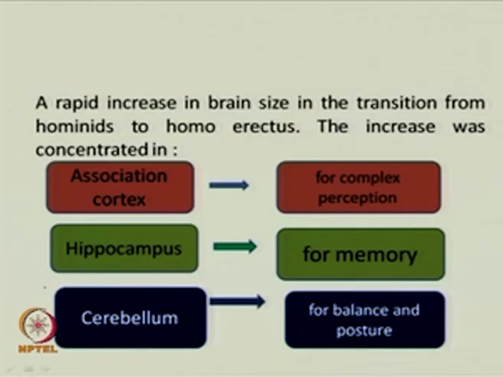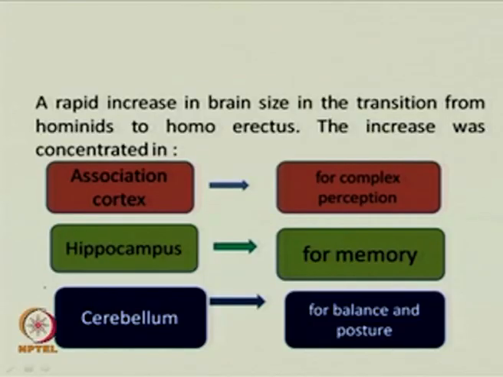It is so interesting if you look at this. The association cortex, as it increased in size, is something that is responsible for complex perception. So an increase in the association cortex, it is speculated, created the possibility for complex perception. Now, an increase in the site of the hippocampus, which is responsible for memory, increased our capacity for memory. And finally, an increase in the cerebellum also gave us balance and posture.